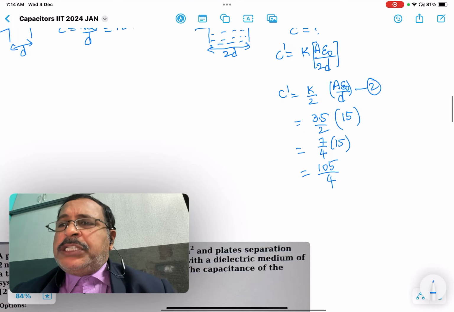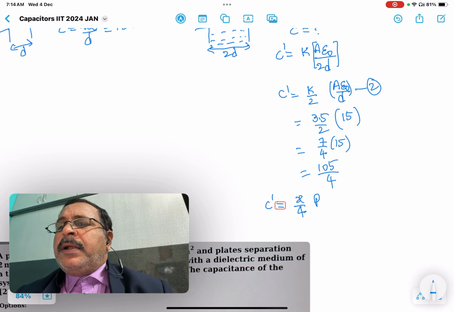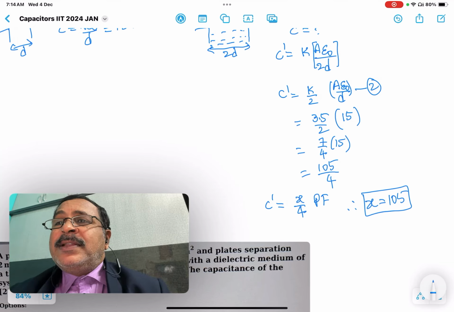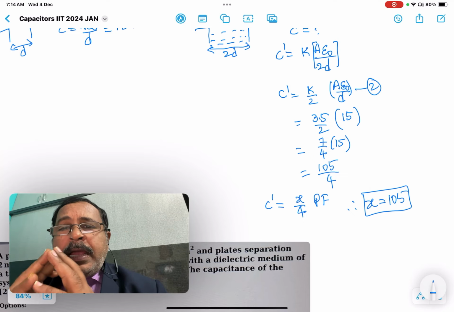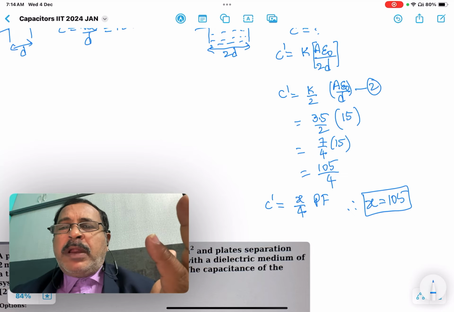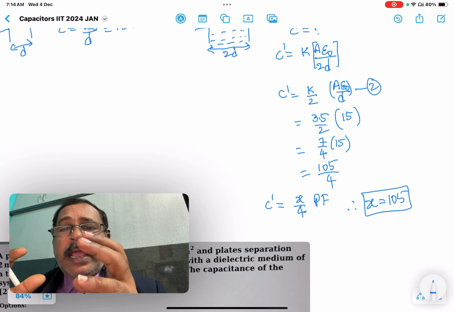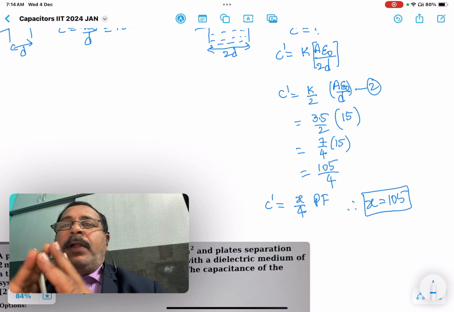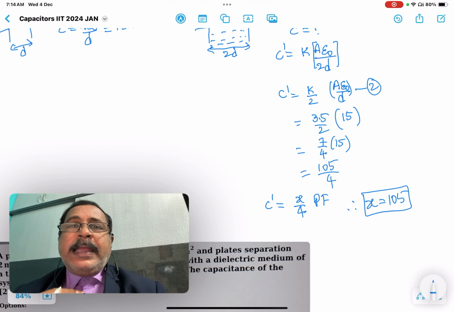But in the question it is given as X by 4 picofarad, right? So instead of X, what is there? 105. So it is a numerical value based question. This is the method of doing the problem. If air is present between the plates, the capacity formula, which everybody knows, is A epsilon naught by D. Suppose instead of air, the space between the plates is filled with a medium of dielectric constant K.